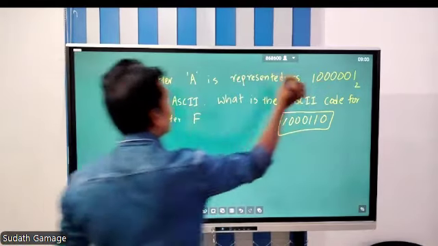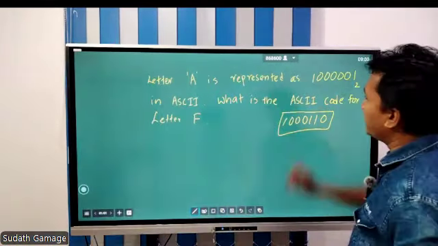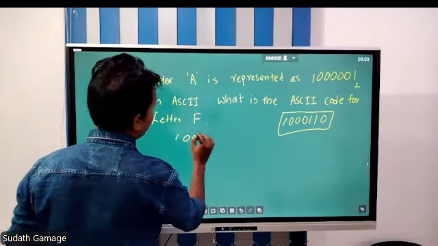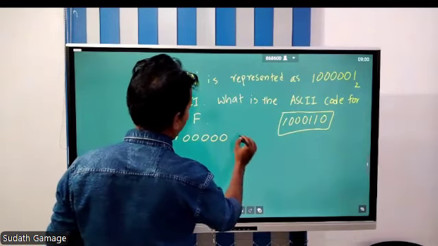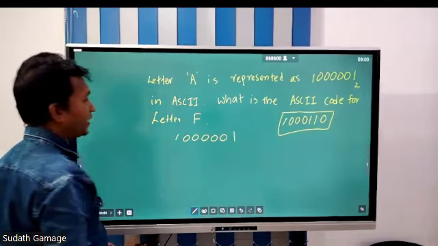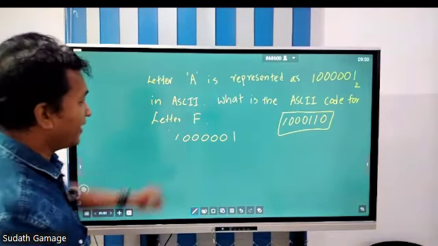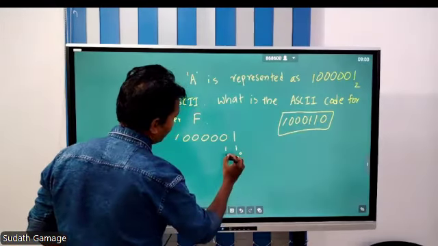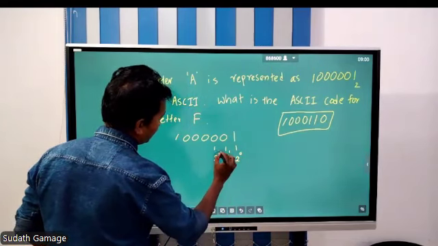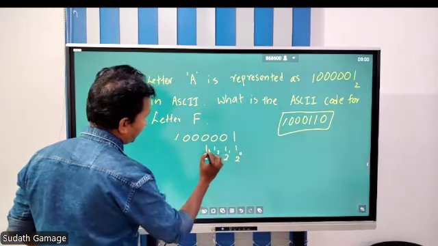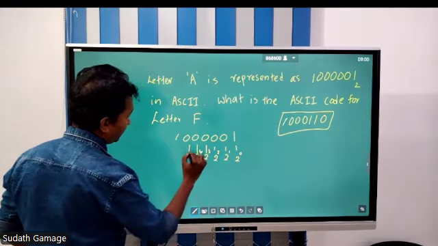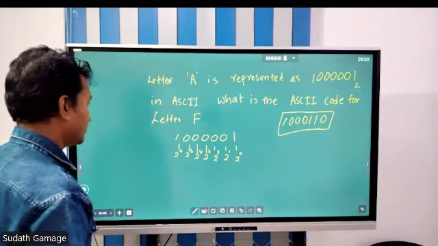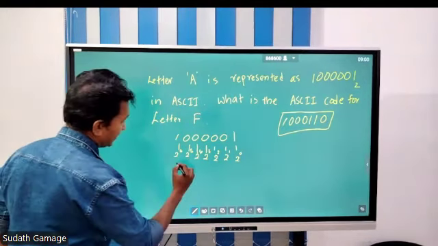Now what we need to do first: the binary value is given for A, 1 0 0 0 0 0 1. Now we have to find the decimal value of A, right? This is 2 to the power 0, 1, 2, 3, 4, 5, 6. This is 64, right?